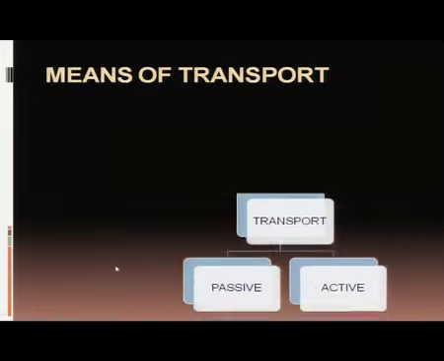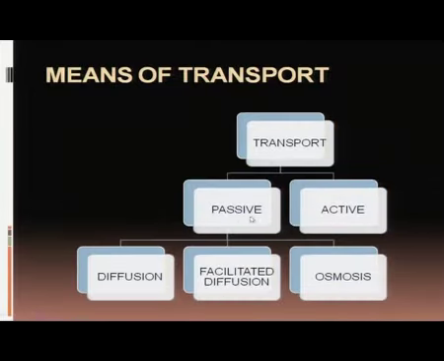So, we can classify the means of transport as follows: passive and active transport. In passive transport, energy is not required, but in active transport, energy is used in the form of ATP. When we talk of passive transport, we can study diffusion, facilitated diffusion and osmosis. All these processes do not require any energy in the form of ATP to carry out transportation, or we can say that even diffusion is not dependent on living things. It can be shown even in non-living systems also.